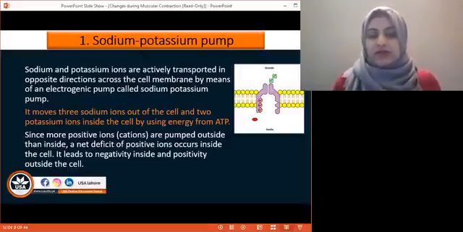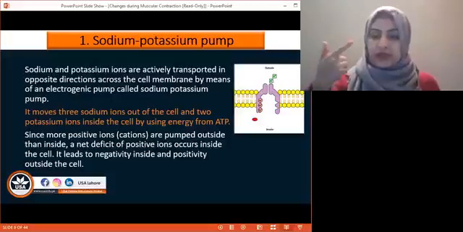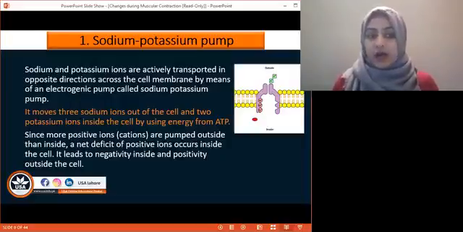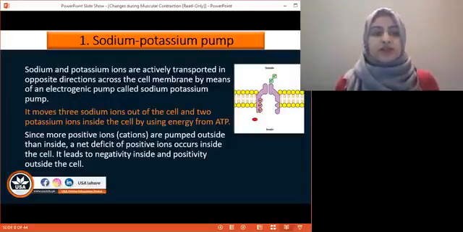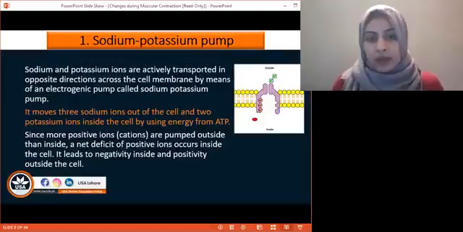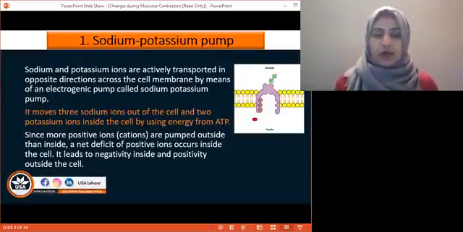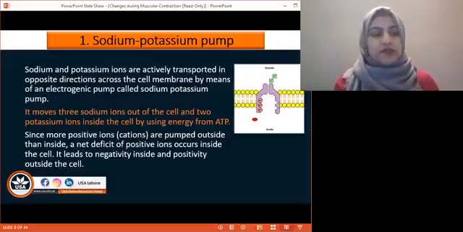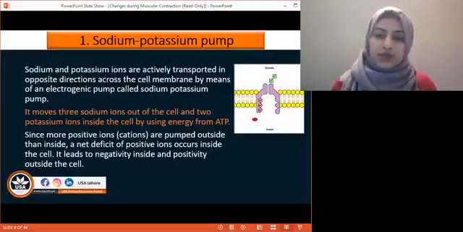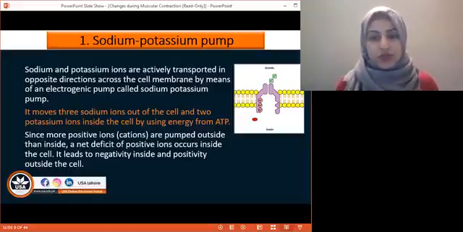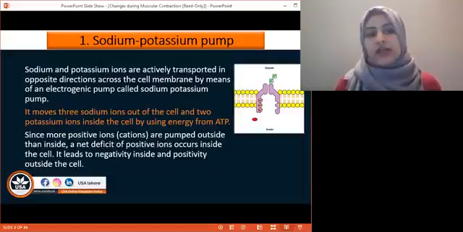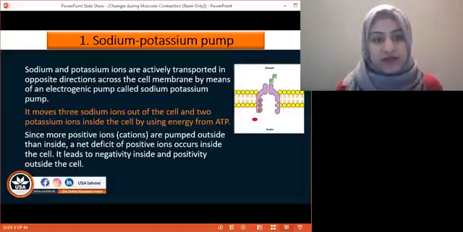So ATP basically allows three sodium ions to move out of the cell and two potassium ions to move into the cell. Since more positive ions, which are cations, are pumped out than inside, a net deficit of positive ions occurs inside the cell, and all of this leads towards negativity inside and positivity outside the cell. So what's happening? More sodium ions are moving out of the cell. Sodium is positive and potassium is positive, both are positive. But when three sodium are moving outside, they are more in number, and two potassium are moving inside, they are less in number. So there is a net deficit of positive charges inside, which makes the inside of the cell more negative and outside more positive.